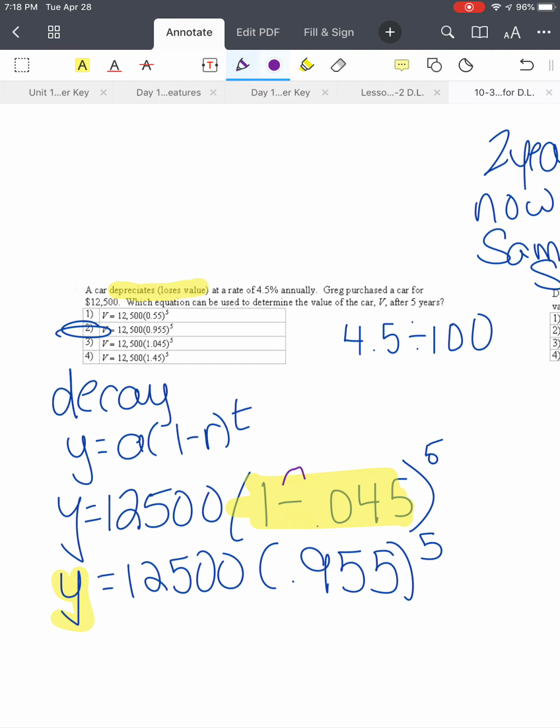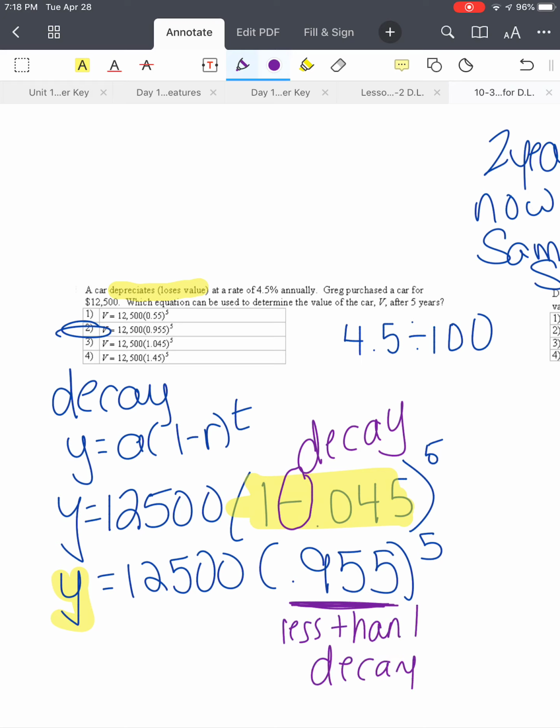If you notice, we have a subtraction sign. That would mean decay. And we also have this 0.955 when it's simplified. That also shows decay because it's less than 1. When it is less than 1, it shows decay. 0.955 is less than 1. So either way, whether you see it in the unsimplified way, that's the highlighted in yellow, or the simplified way, the 0.955, either way, it's decay. And it's decay because the car is depreciating or losing value.